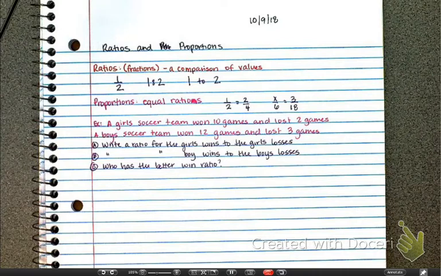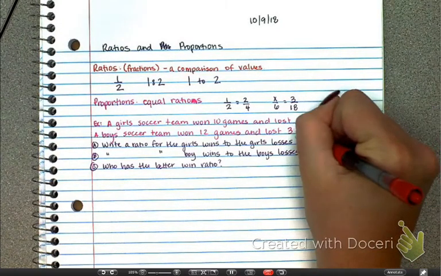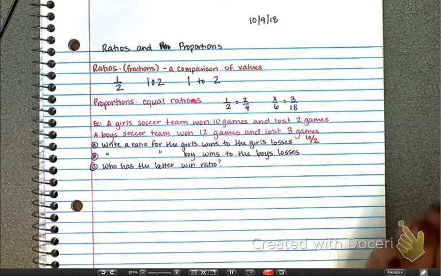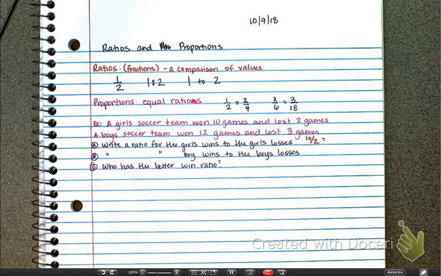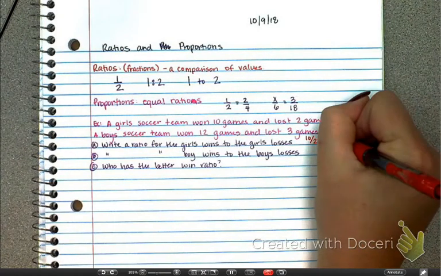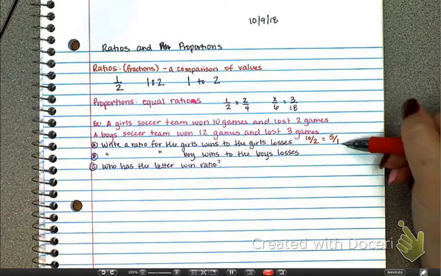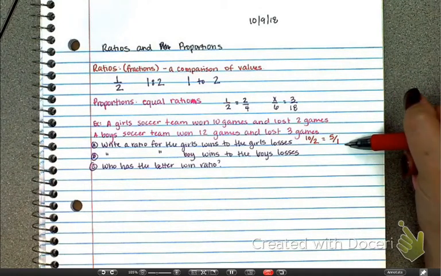Okay, let's write a ratio for the girls. How many wins do they have? 10. And how many losses? 2. So 10 over 2 is my ratio. But like with every fraction that we come across, you should always simplify it. We need to have an equal ratio. What can I simplify 10 over 2 by? 2, giving me 5 over 1. So that ratio says for every 5 games the girls win, they lose 1 game.